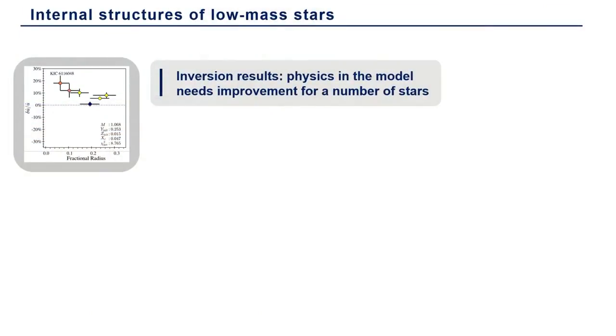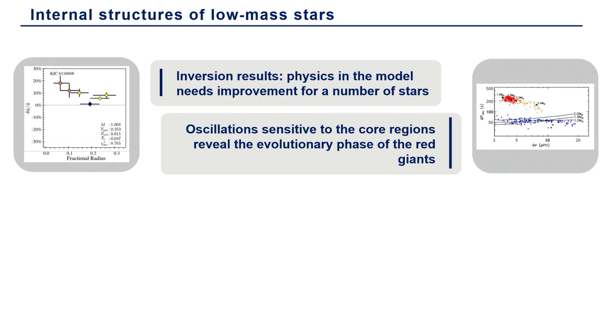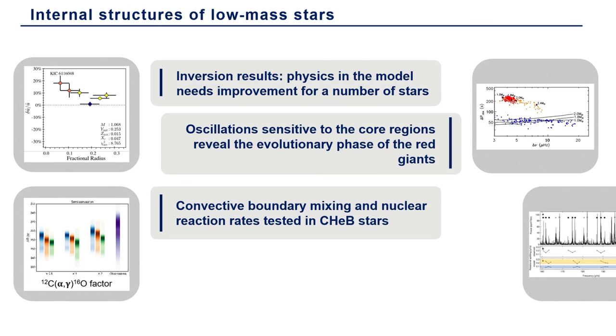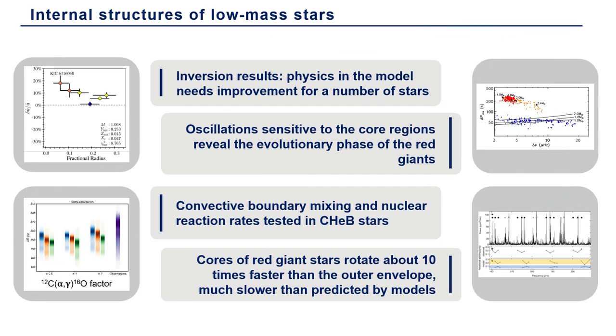Okay, just to finish off what I've discussed on internal structures of low mass stars. First I showed the inversion results, where we have clear indications that some of the physics needs to be included in the models, at least in a number of stars, but not in all stars. We discussed that the oscillations are now sensitive to the core, and we can really distinguish between different evolutionary phases. We've looked at the convective boundary mixing and the nuclear reaction rates in the core helium burning stars, and the rotation is 10 times faster.